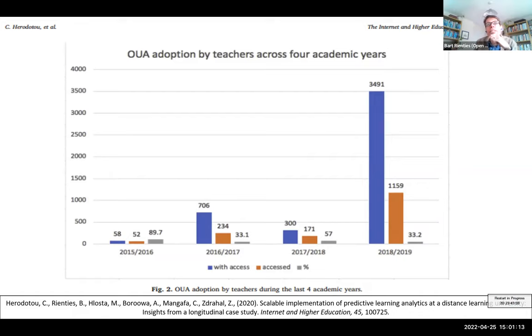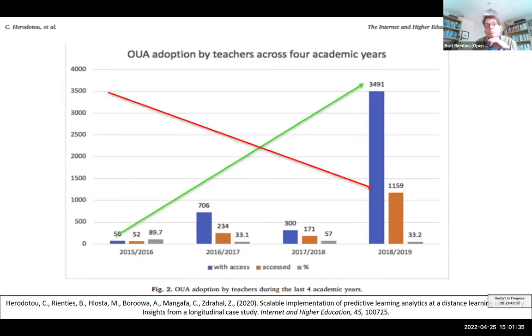And you can basically see that over time the uptake of OU Analyze has been growing quite rapidly. Currently our 7,000 teachers all have access to OU Analyze. But at the same time, if you look at the percentage of teachers who regularly use OU Analyze, it's been going down from around 90% in 2015 to around a third in 2019. And the latest data shows a kind of stabilization of the trend.